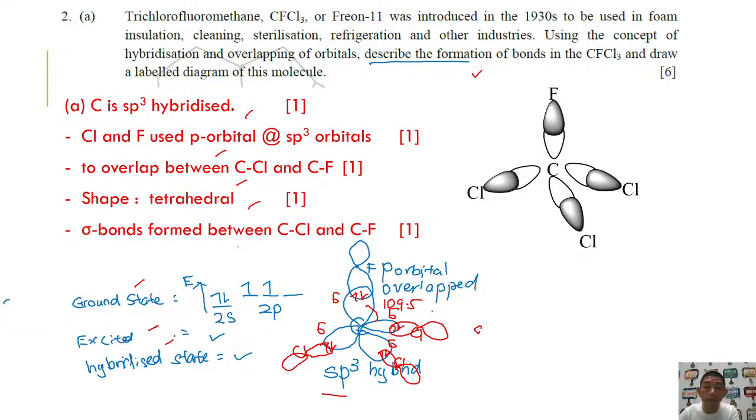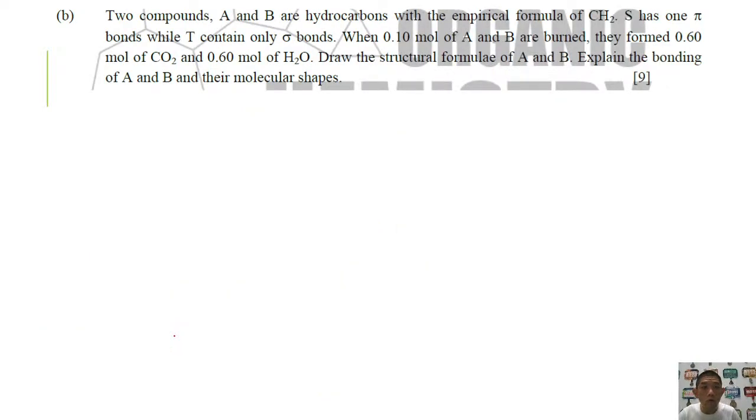Then we are going to have a look at 2B. Two compounds A and B are hydrocarbons with the empirical formula CH2. When you have a description question like this, try your best to highlight as many keywords as you can. So A has 1 pi bond, while B contains only sigma bonds. When 0.1 mole of A and B are burned, they form 0.60 mole of carbon dioxide and 0.60 mole of water. Draw the structural formula of A and B. Explain in terms of bonding of A and B and their molecular shapes.